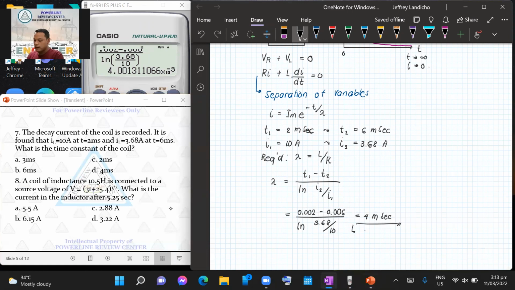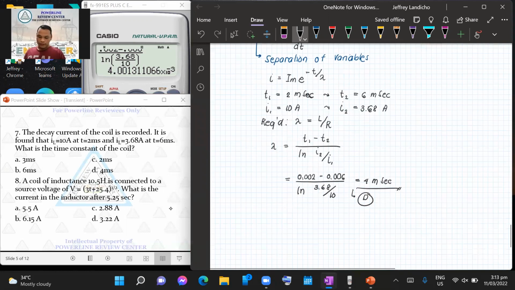Which letter is that? There, D. Okay, got it? Any question regarding problem number 7? So what we use to get the particular solutions of our decay current is separation of variables on your differential equation. Okay? So let us try number 8.